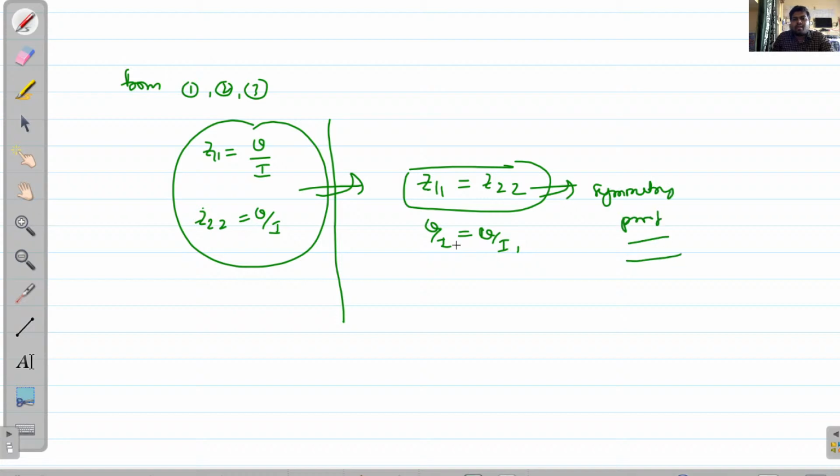Like that, you can apply it to all the parameters, that means Y parameters, H parameters, G parameters, ABCD, and inverse transmission parameters. For all the parameters this proof is the same. In the next case I will take the second condition, that is the reciprocity condition, which is Z12 equals Z21.